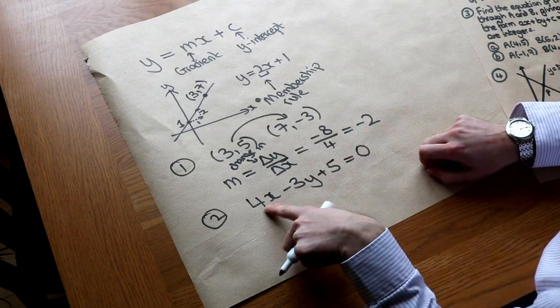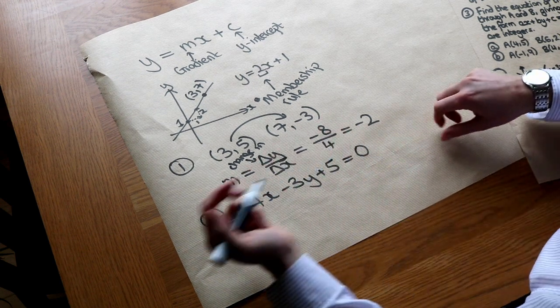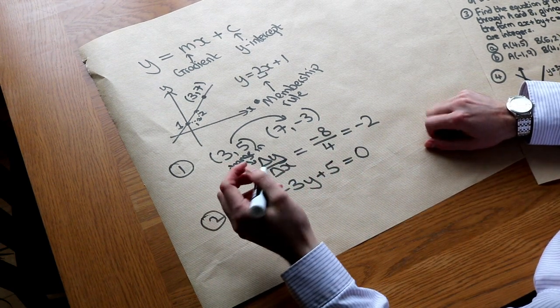Now a lot of people would subtract the 4x and the 5 to leave the -3y, but I tend to like to put the y on the side that makes it positive.